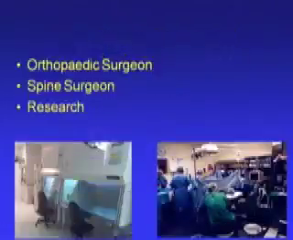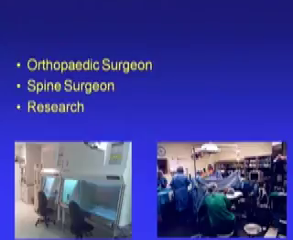Myself, I'm an orthopedic surgeon. I do spine surgery, and then I also do a lot of laboratory research at the hospital. So my life is spent in two places. 2 days a week I'm in the laboratory doing tissue culture work, and the rest of the time I'm either in clinic or in the operating room.